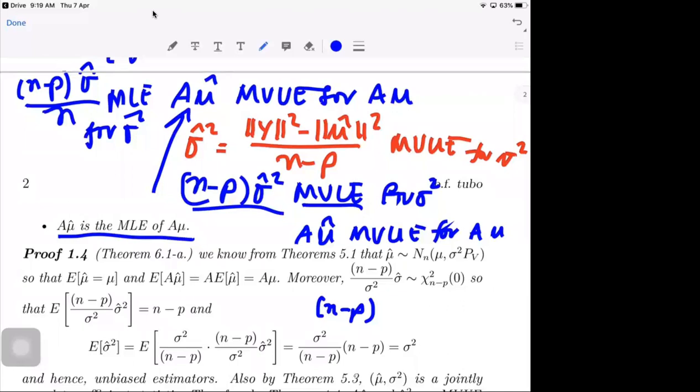N minus p sigma squared will be the MVUE for sigma squared hat. So that is what we want for the A part. Okay, let me first erase.